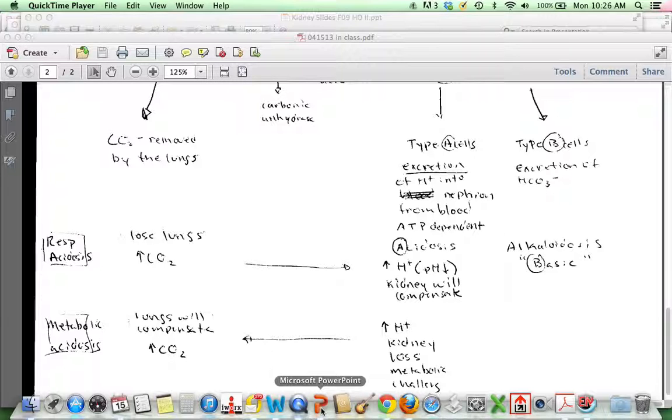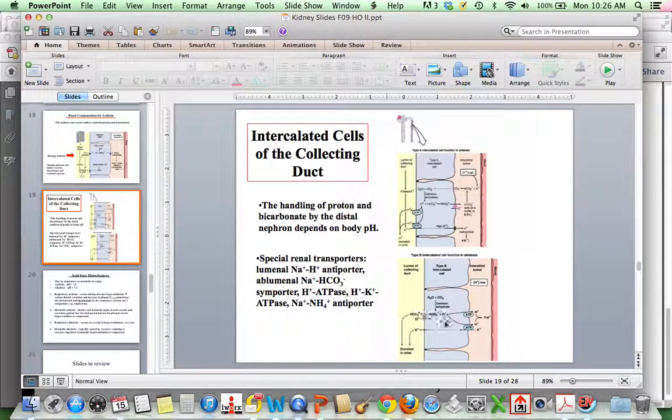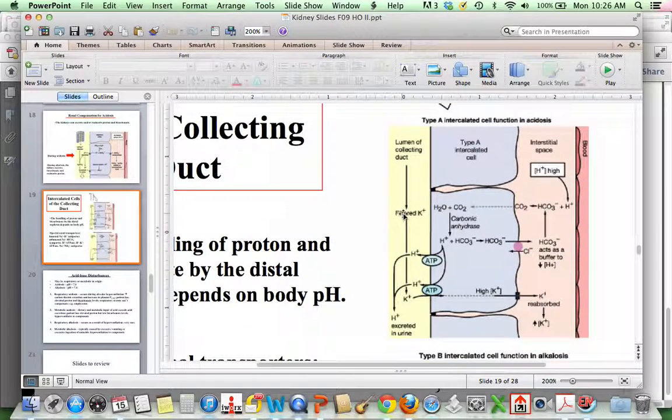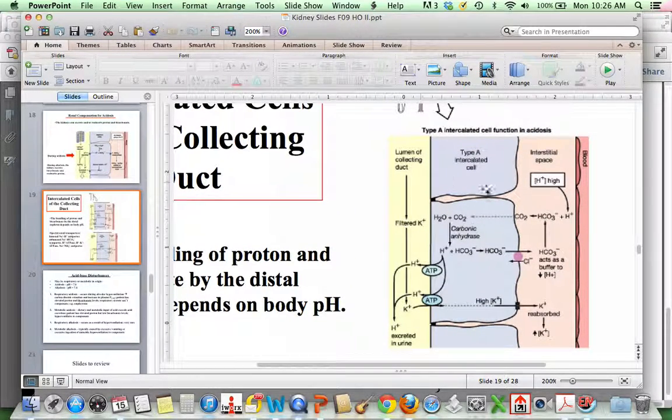And then I went to the PowerPoint and wanted to point out a couple of things about this. The text is small here, but there are a couple of features that I wanted to illustrate and make sure were really clear. So looking at the top one up here, what we have are type A cells that are present within this distal convoluted tubule. These become active during acidosis, if you remember what we talked about before.